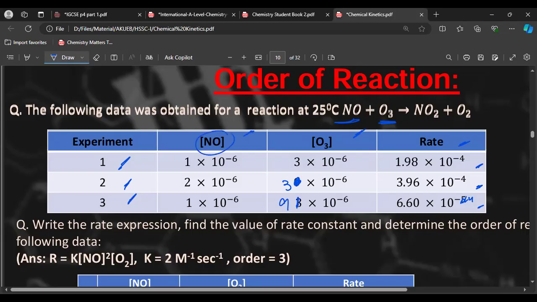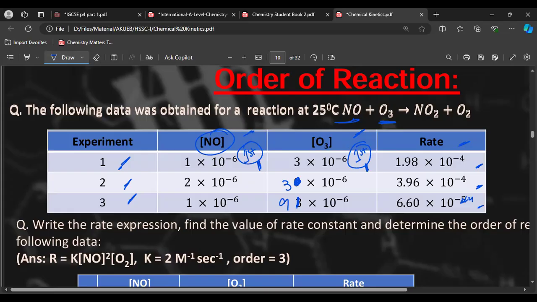According to the NO, the order of reaction is first. According to the O3 only, the order of reaction is first. But when I compile these orders and go towards the overall order of reaction, I'll be going for the second order reaction. First order from this side, first order from this side, you'll be getting the second order reaction. Is this clear?